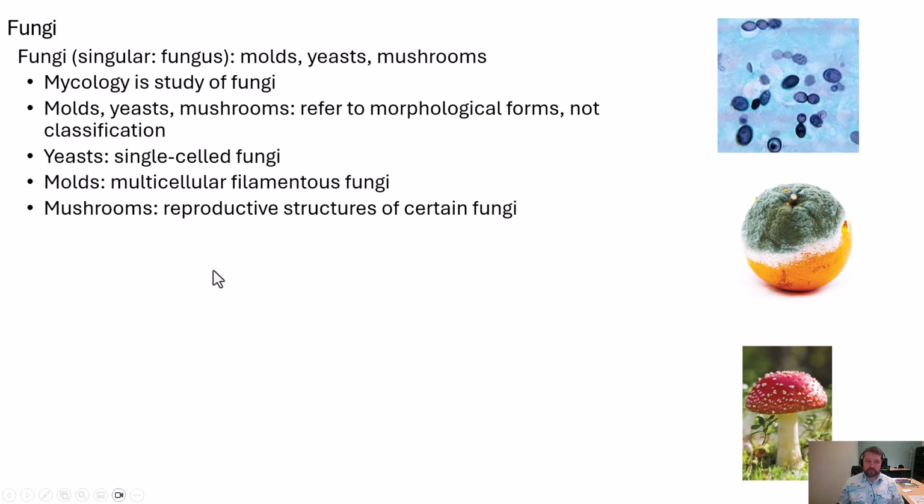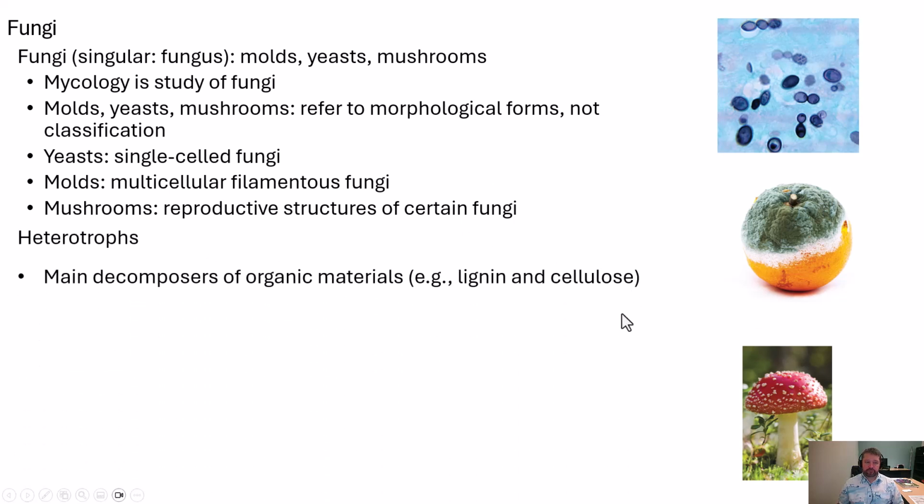The mold itself is mainly hyphae, and when you stack a bunch of hyphae together, we call it mycelium. It's a filamentous fungus, and we'll talk about this in a little bit. And then normally when we're talking about a mushroom, we're talking about a reproductive structure that certain types of fungi can produce. So just keep that in mind when we're classifying organisms.